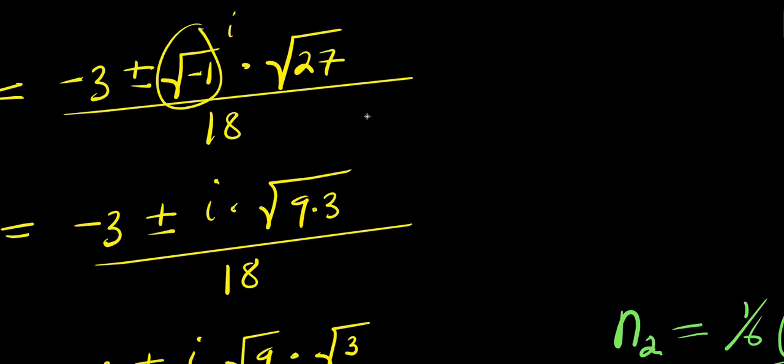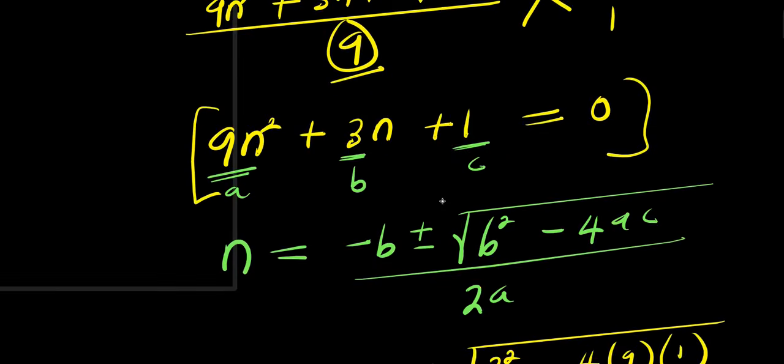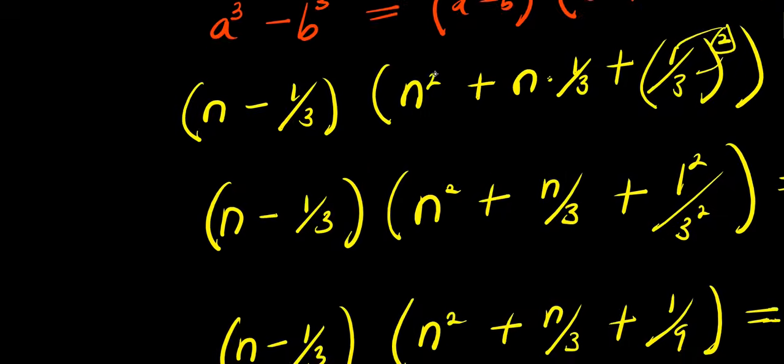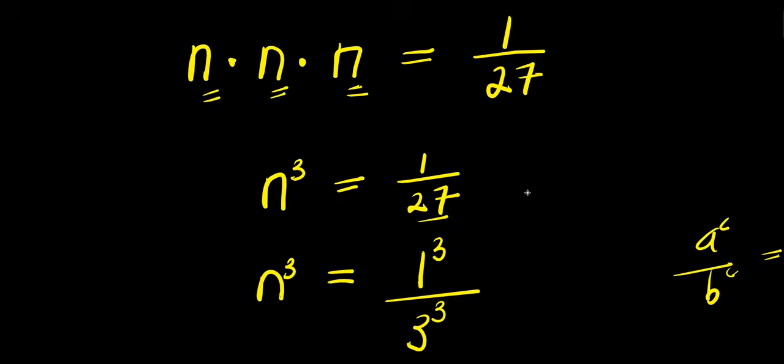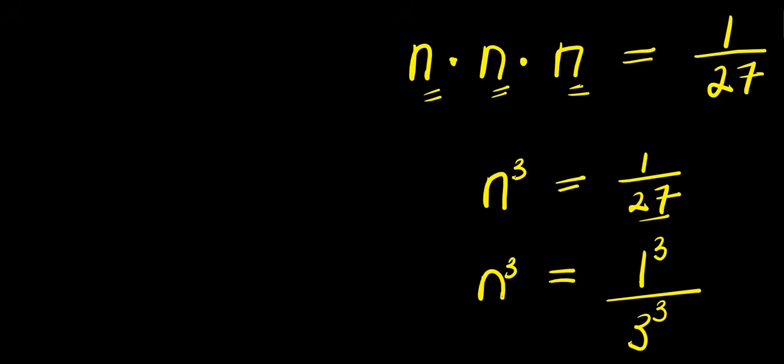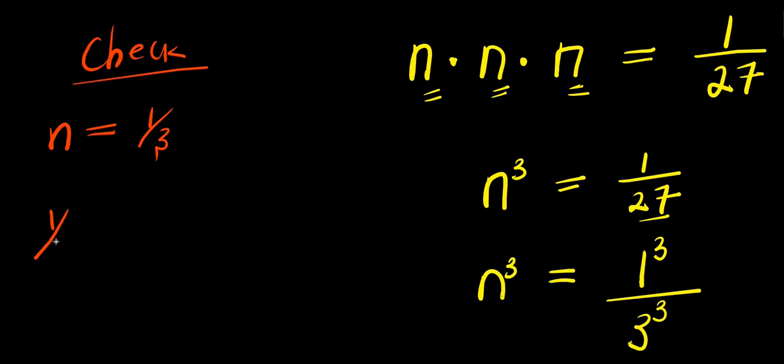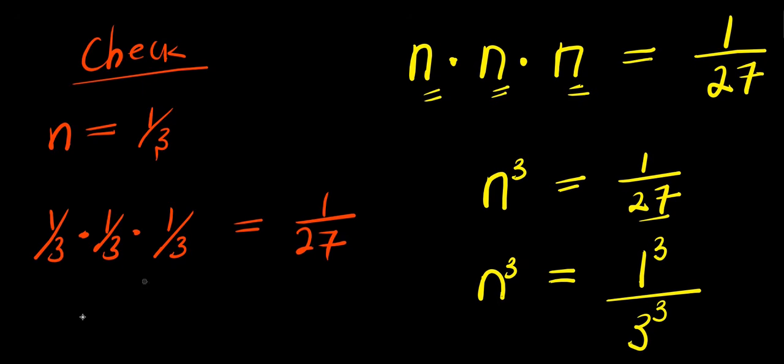So these are the two complex values for n, and we also have one real value for n, which is 1/3. We can easily check for the real value. That is very simple. And our n is 1/3, meaning that you have 1/3 times 1/3 times 1/3 equals 1/27. Multiplying the numerator 1 times 1 times 1, you have 1 divided by 3 times 3, 9 times 3, 27. And this equals 1/27.